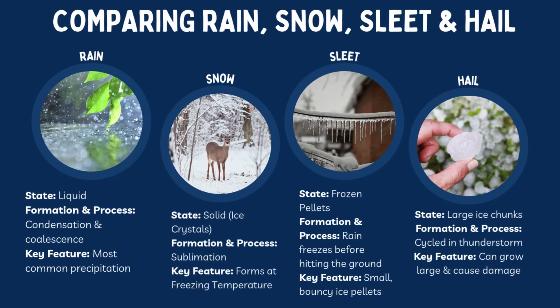To better understand the differences among these precipitation types, let's compare their characteristics. Rain is liquid and the most common form. Snow consists of ice crystals, and hail is large ice balls formed in thunderstorms. The presence of different temperature layers in the atmosphere determines which type of precipitation will occur. This comparison helps us appreciate the complexity of weather patterns and their effects on different regions.